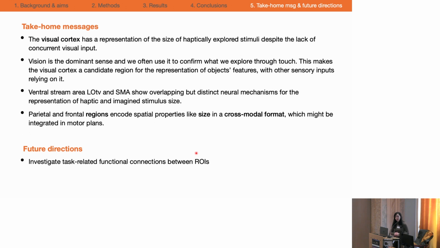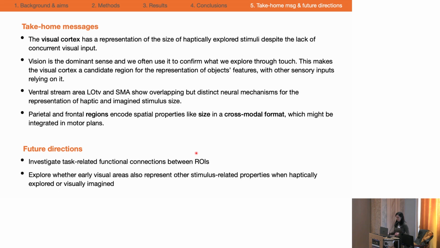In future analysis, we would also like to investigate the task-related functional connections between our regions of interest. And we also think that it would be interesting to explore whether other stimulus-related features might also be represented in early visual areas, especially during haptic exploration.